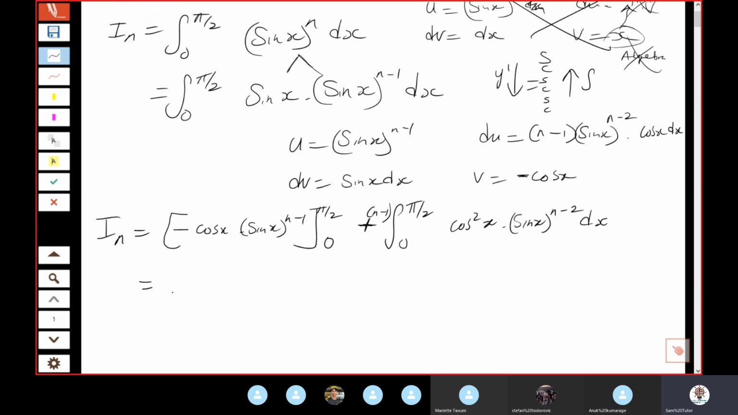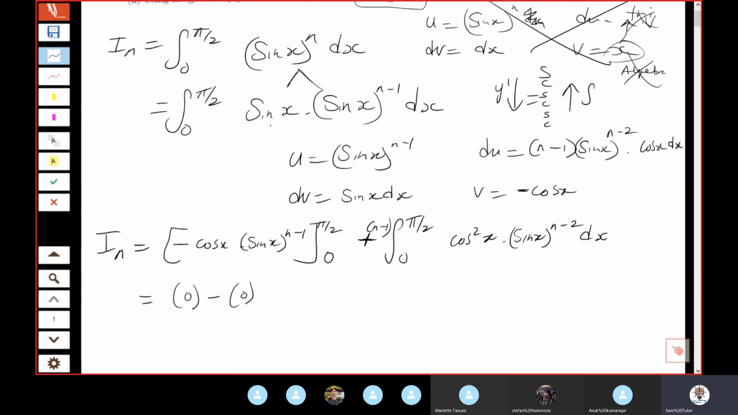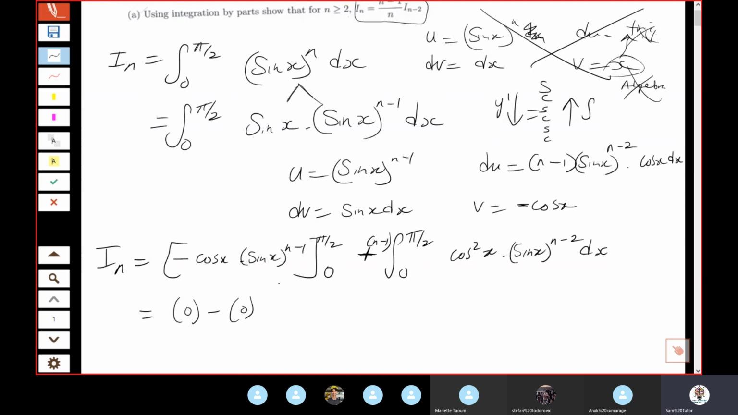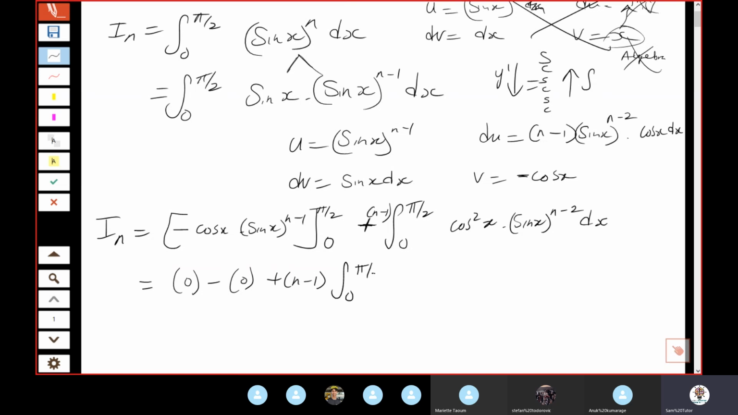All right, next line, sub in 90. Cos 90 would give you 0. 0 times anything is 0. Minus, sub in 0. Cos 0 is 1, but then sine 0 will give you 0. So that's just 0 minus 0. Nice, that makes it a little bit easier. You know that should have happened. You can see there's no plus sign here. So it's just the integral bit. Plus n minus 1, integral 0 to pi on 2 of cos squared x times sine n minus 2 x dx.